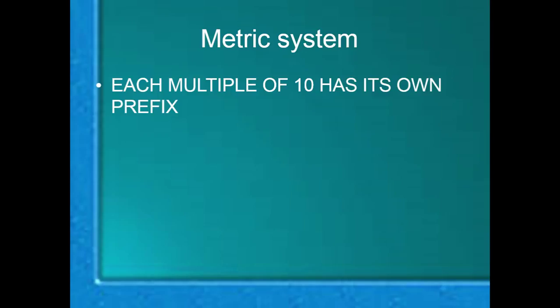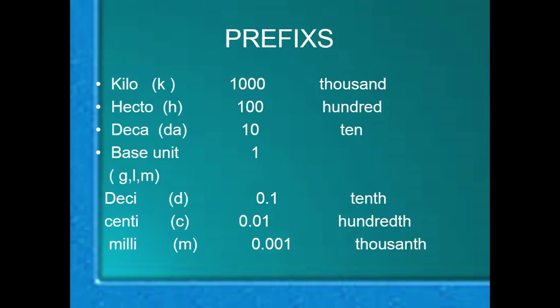Okay, when we look at our metric system, all scientists use the metric system. It is based on what we call multiples of 10, and each multiple of 10 has its own unique prefix. You're just going to have to memorize these. When we look at our base units, we defined them a little while ago. Gram is our base unit of mass. Liter is our base unit of volume. Meter is our base unit of length. Remember I said that these base units have a value of 1.